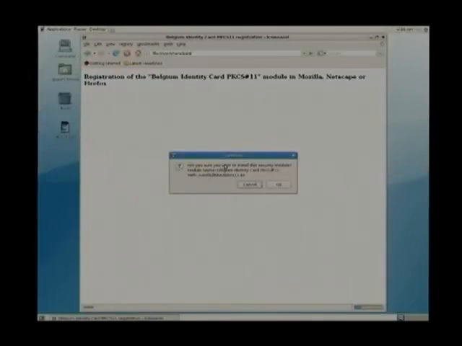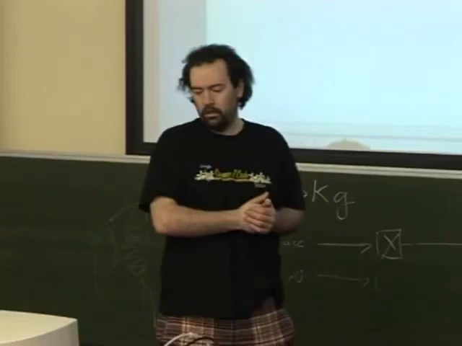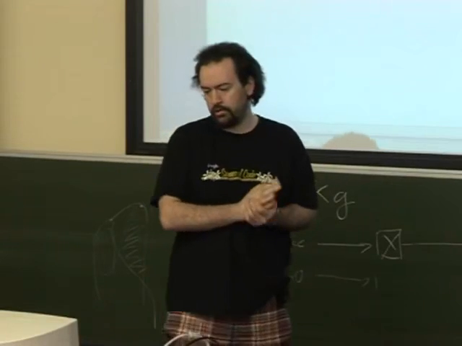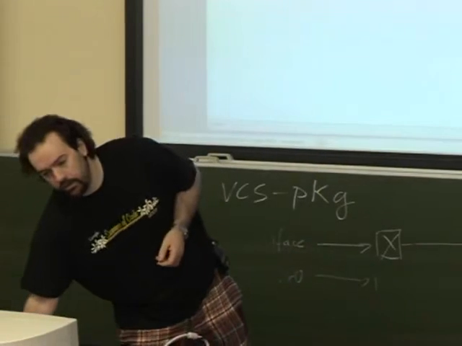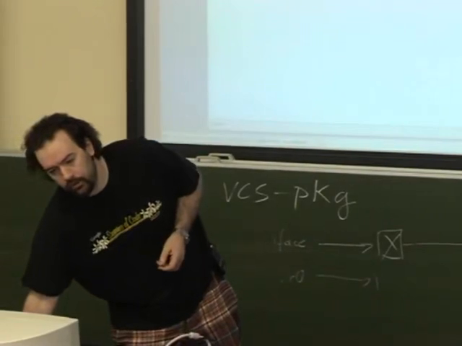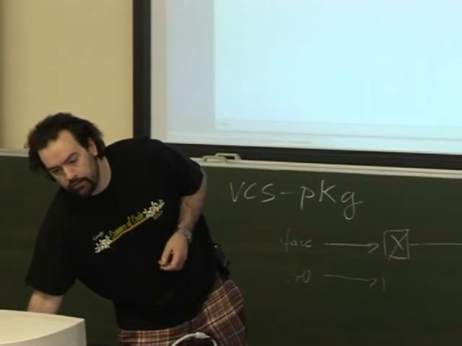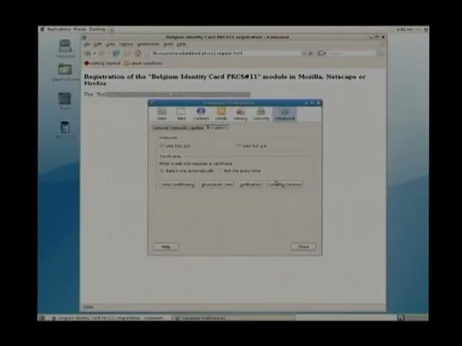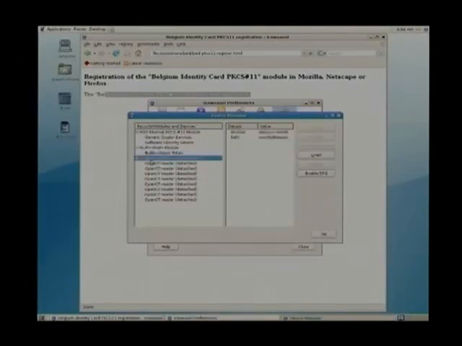It gives me a warning. Are you sure you want to install the security module? Because that might be a problem. And I'm saying, yeah, I want to do that. And now it's running the JavaScript. And that's all. And then we get a nice message that it's been installed as well. So if you go to the same page again, you will see that under security devices, it's actually there.